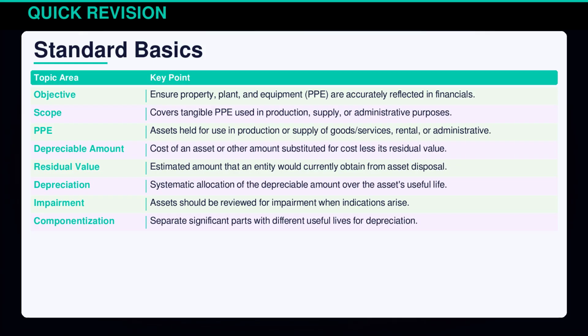Indian Accounting Standard 16 is all about transparency in reporting tangible fixed assets. It ensures property, plant, and equipment are accurately reflected in financials. Covering all tangible PPE, it defines key terms like depreciable amount and residual value. Depreciation is critical, as it systematically allocates cost over useful life. Don't forget to review assets for impairment regularly. Significant parts should be componentized for precise depreciation. These fundamentals are crucial for any finance professional.